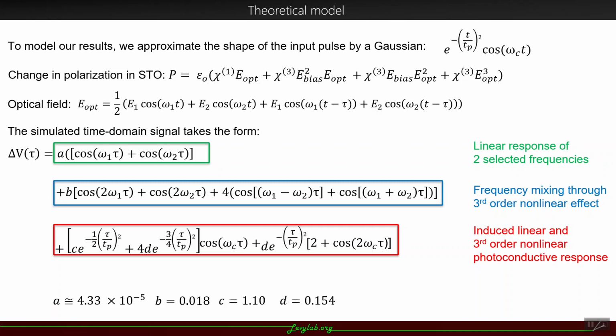In the green box, you see the linear response of the two selected frequencies, which is the beat pattern that occurs. And then in the blue box, you see the frequency mixing through the third order nonlinear effect. So this is the contribution that gives us our difference frequency. In the red box, you see the induced linear and third order nonlinear photoconductive response. And this is due to the very small non-vanishing background of the pulse that remains after our pulse shaping.